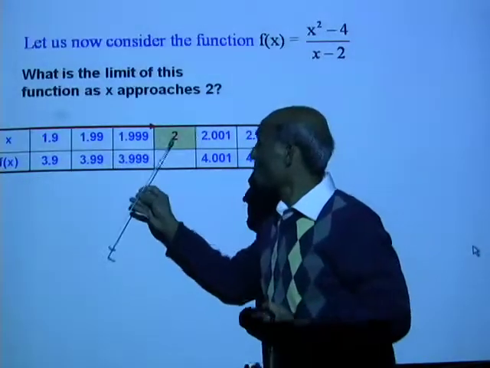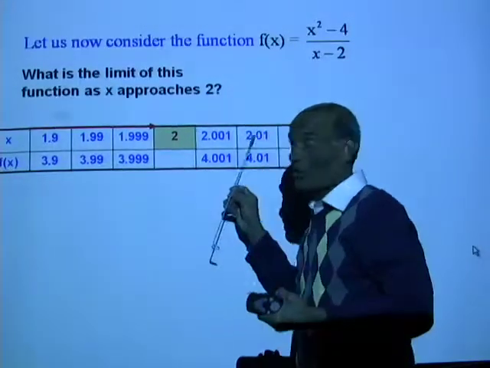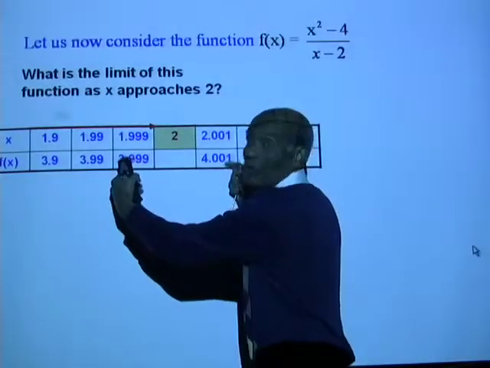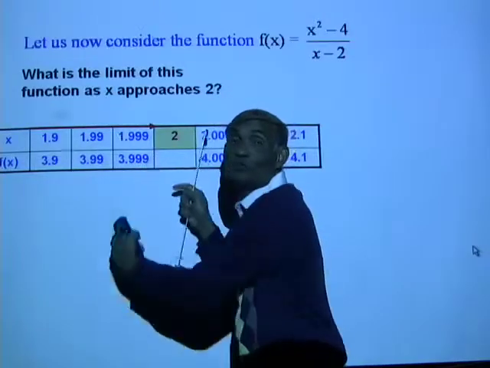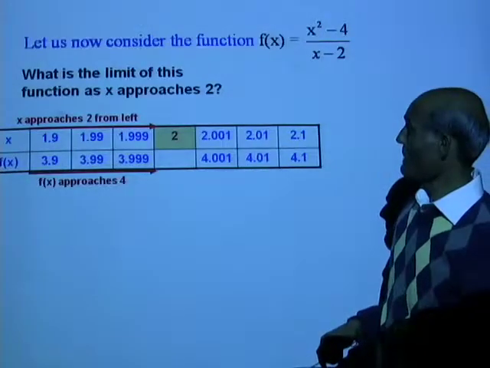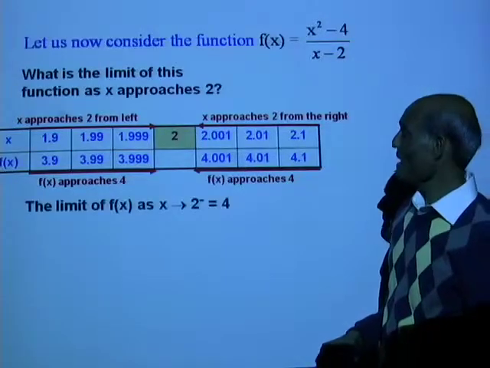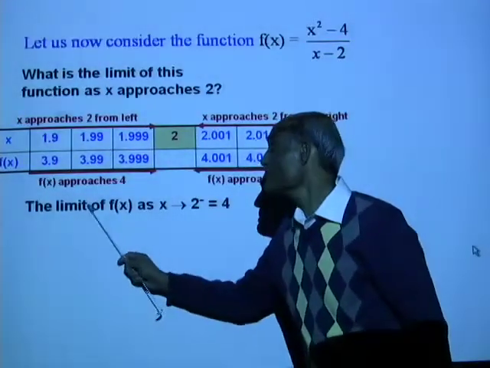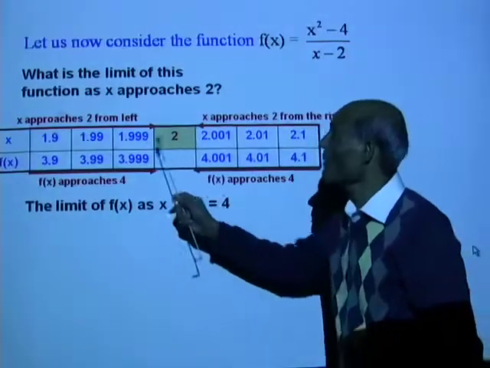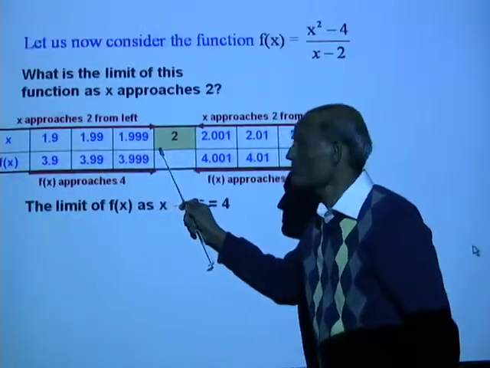Yes. So, in this case, as x gets closer and closer to 2 from the left, also closer and closer to 2 from the right, the outputs are both coming closer and closer to 4. What does that mean? Well, what that means is the limit of f of x as x approaches 2 from the left is 4. As x approaches 2 from the left, the function value approaches 2.